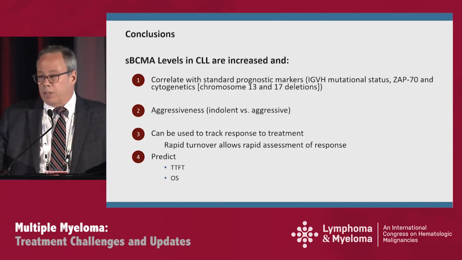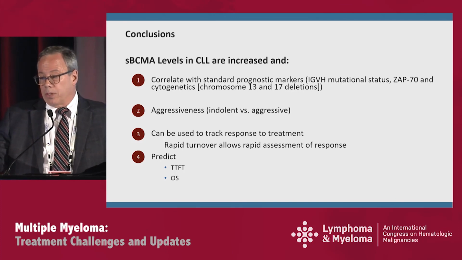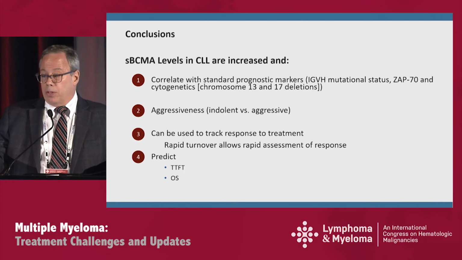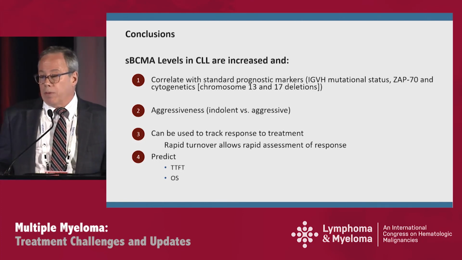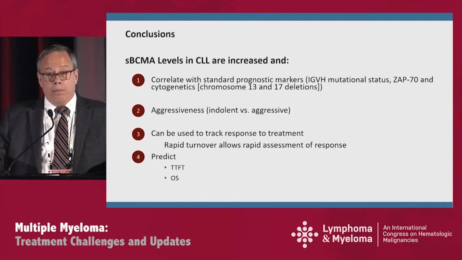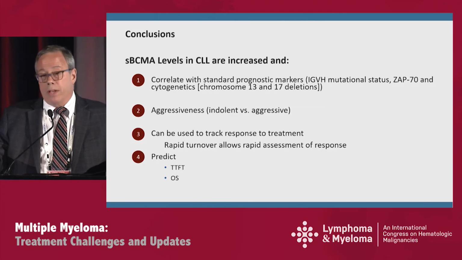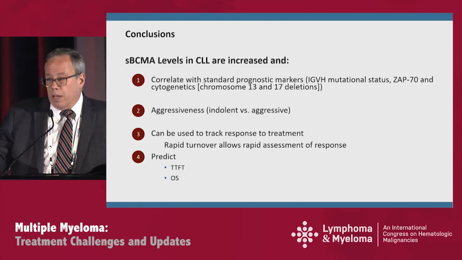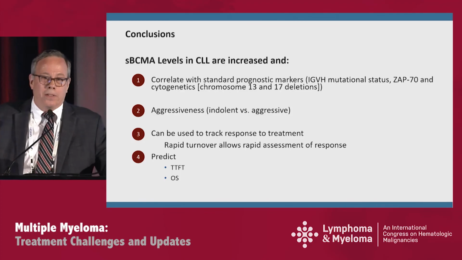So in CLL, we've shown you that serum BCMA levels are elevated. They correlate with standard prognostic markers like IGHV mutational status, ZAP70. I didn't show you the data, but cytogenetics as well. They correlate with aggressive versus indolent, and they can be used to track response to treatment. The rapid turnover allows a rapid assessment of response, and I've shown you data from 2 independent studies that it predicts time to first treatment and overall survival. And I have 5 seconds left, so I'll say thank you very much.